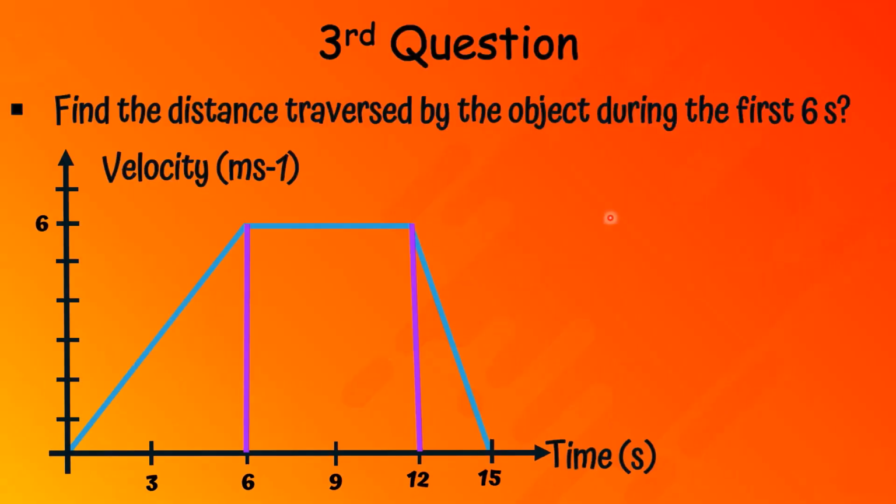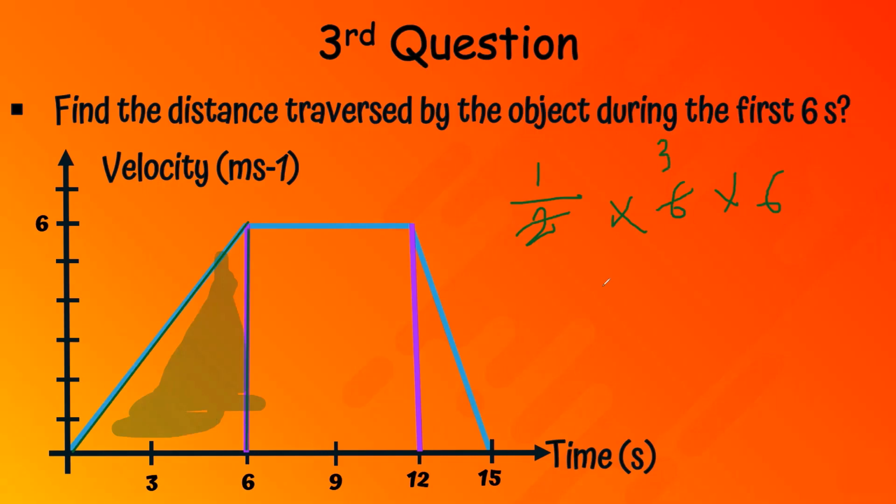Find the distance traversed by the object during the first 6 seconds. First 6 seconds is this. So let's find the distance. Distance means area under the graph. So it's this. Area under the graph means half into 6 into 6. 3 into 6, 18 meters. The object has traveled 18 meters during the first 6 seconds.